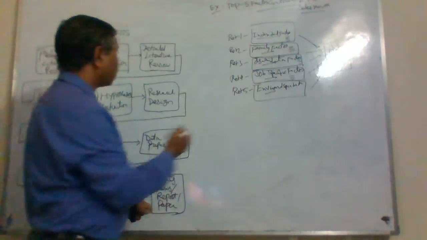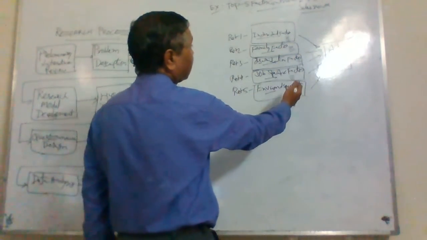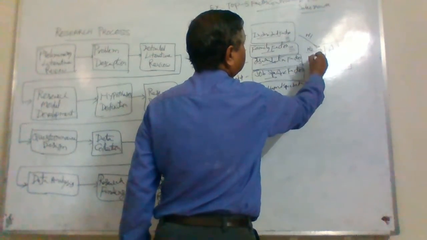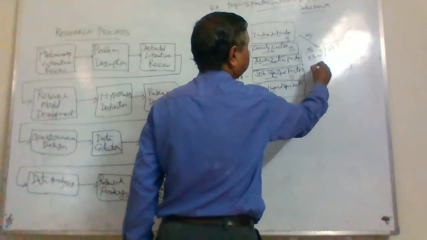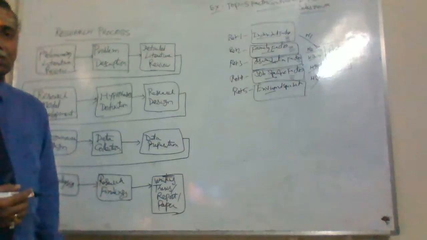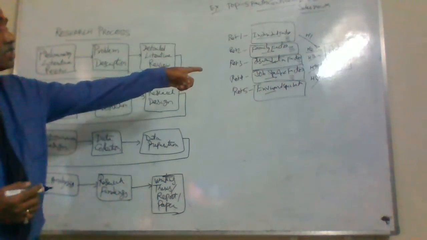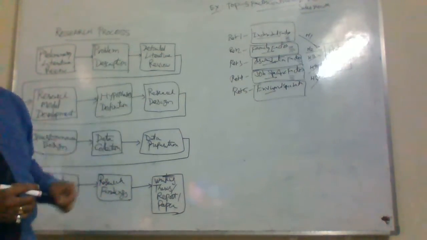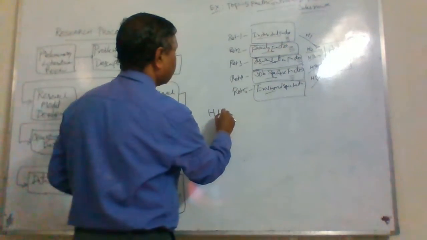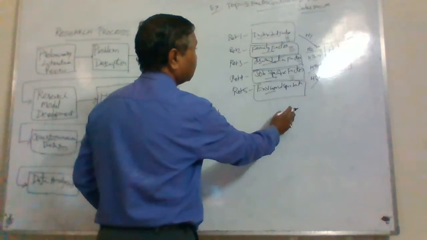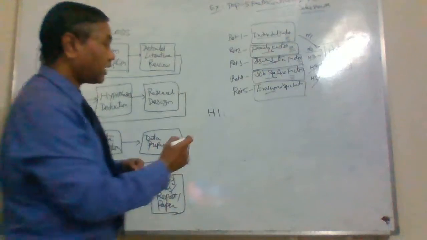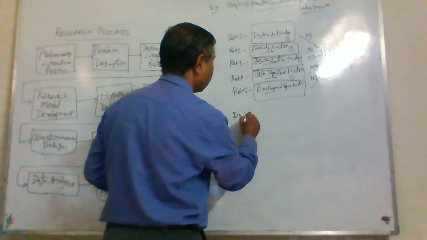Right. So later on, what do you do with the conceptual model? This becomes hypothesis 1, this becomes hypothesis 2, hypothesis 3, hypothesis 4, hypothesis 5. After research model development, you define the hypothesis. What is hypothesis 1? Individual factors impact automobile sales.